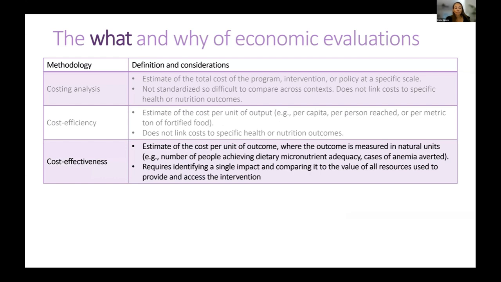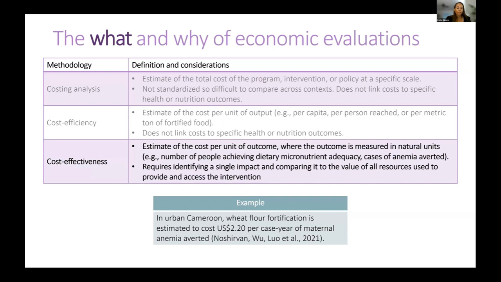Now, if the impacts of an intervention or a policy are also measured alongside costs, this opens up several additional types of economic analyses, the first being cost effectiveness, which provides an estimate of the cost per unit of outcome, where the outcome is measured in natural units. So things like the number of people achieving dietary micronutrient adequacy as the result of an intervention, or it could be more functional outcomes like cases of anemia averted or deaths averted. So as an example, one study found that the cost per case year of maternal anemia averted via wheat flour fortification was $2.20 in urban Cameroon.